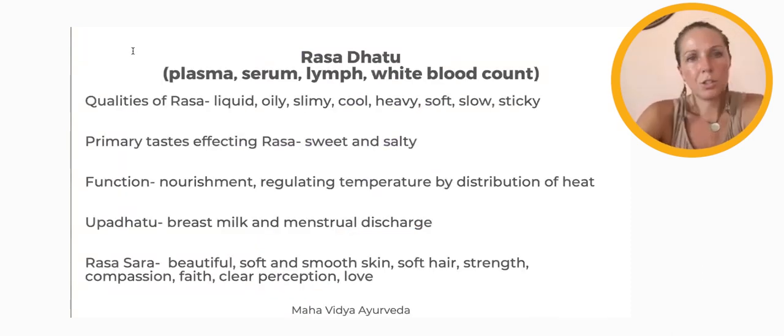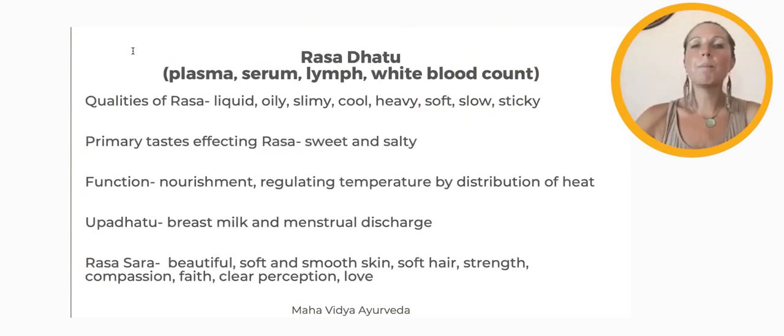So Rasa Dhatu, we call it plasma, but it's also the serum, the lymph, the white blood count. So it's similar in qualities to kapha. As you'll see, the qualities of rasa are liquid, oily, slimy, cool, heavy, soft, slow, and sticky. So if we're building kapha in the body, we are generally building the qualities of rasa as well. The primary tastes affecting rasa are sweet and salty. So if you increase the sweet and salty taste, it's going to increase Rasa Dhatu. As you could see, increasing salty could increase kind of a false rasa, where you're actually just increasing fluid retention.